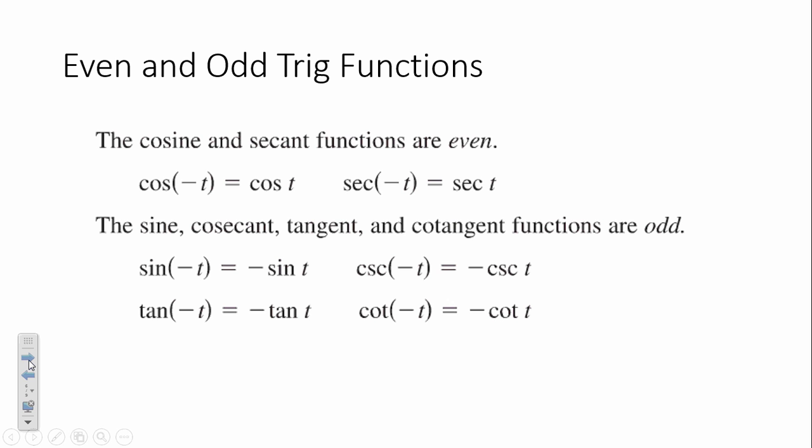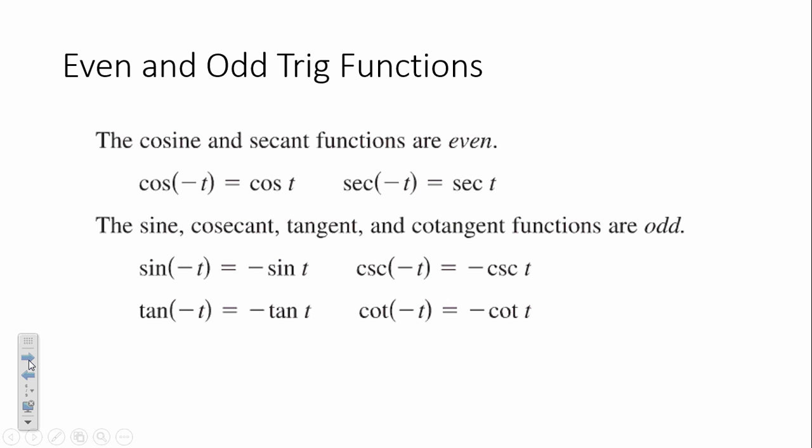Cosine and secant are considered even functions. Okay? The reason they're even is that if we take the cosine of -90 degrees, you're going to get the same thing as the value of the cosine of 90 degrees. The cosine of -30 will be the same thing as the cosine of 30. The cosine of -72 will be the same thing as the cosine of 72. And because cosine and secant are reciprocal functions, secant is also an even function.